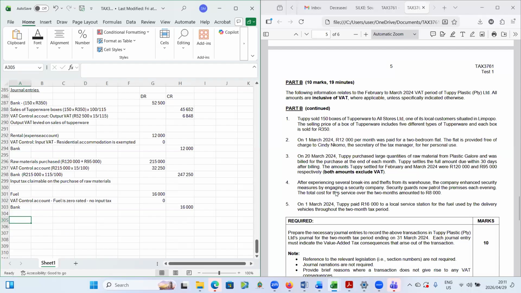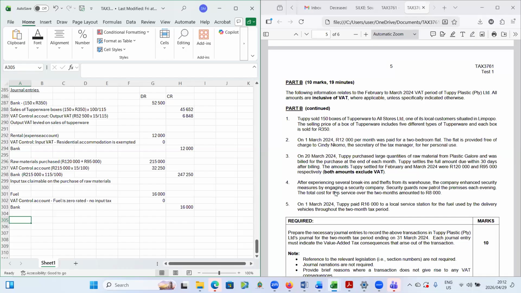Then we go to that transaction. After experiencing several break-ins and theft from its warehouse, the company enhanced the security measures by engaging a security company. Security guards now patrol the premises each evening. The total cost of this service over 2 months amounted to 8,000.